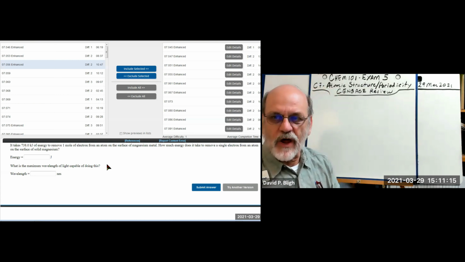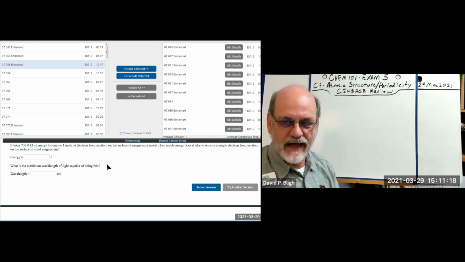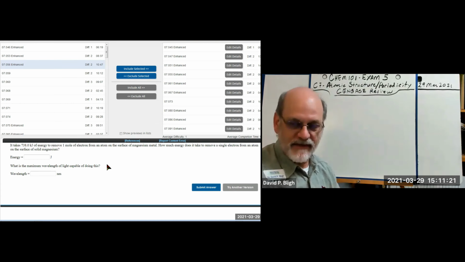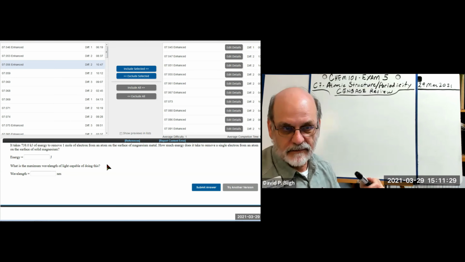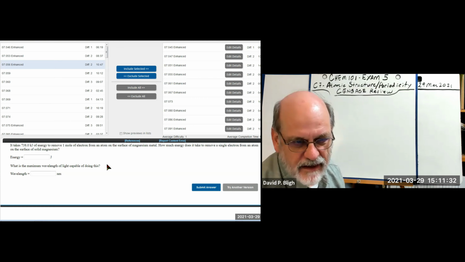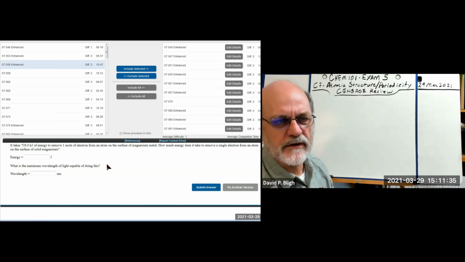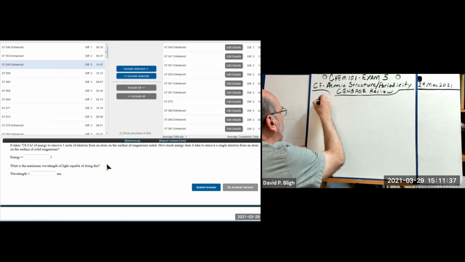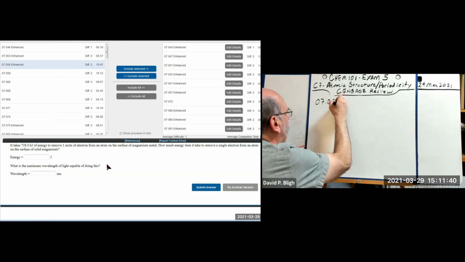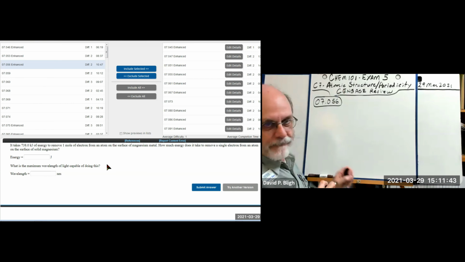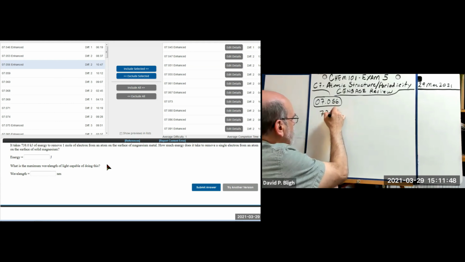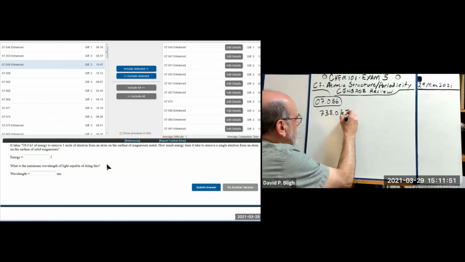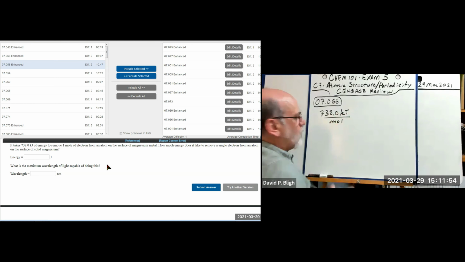Because if the wavelength gets too long, there's not enough energy. So we got to have less than that wavelength to have enough energy. So the first step is to find out how much energy is required per atom. And let's see, it takes 738. Let's see, what number is this? 056. Okay, so we're given 738 kilojoules, 738.0 kilojoules per mole.